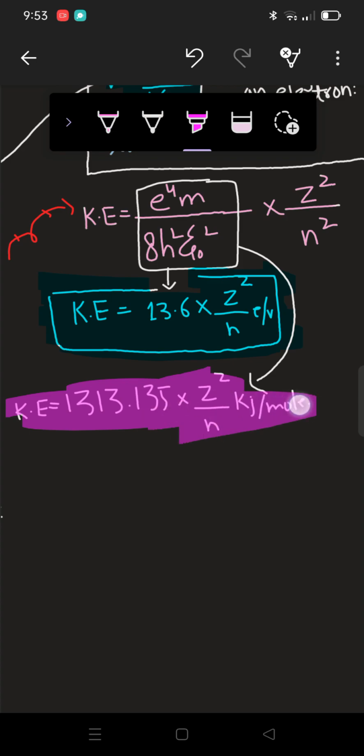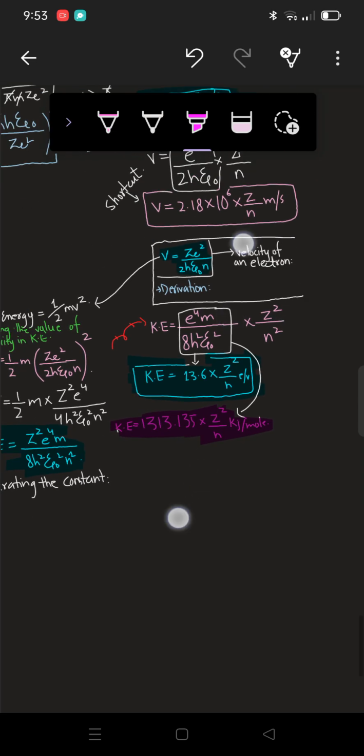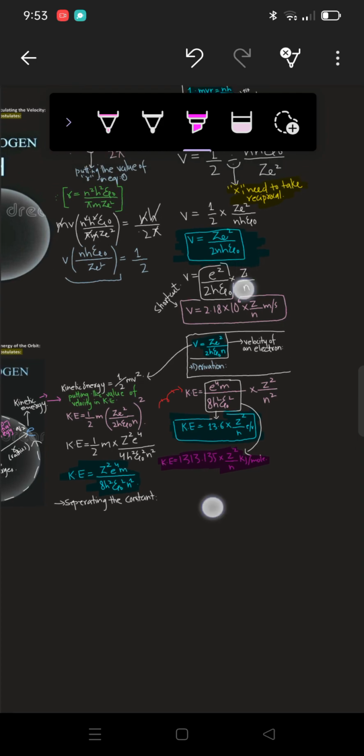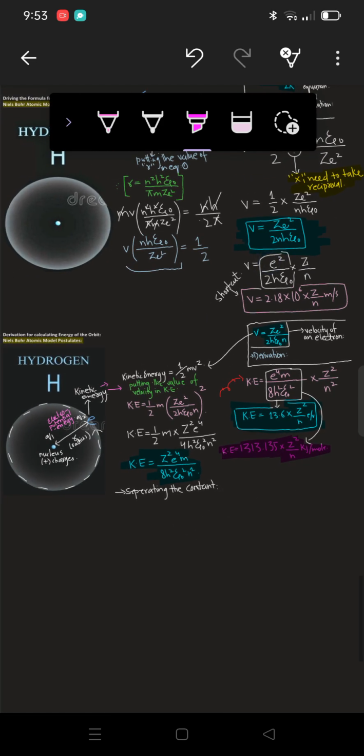Right, so this was all about kinetic energy, how we're gonna find the kinetic energy of an orbit. I have derived the formula for you, as well as told you the shortcut. In the next video we're going to derive the formula for finding the potential energy.